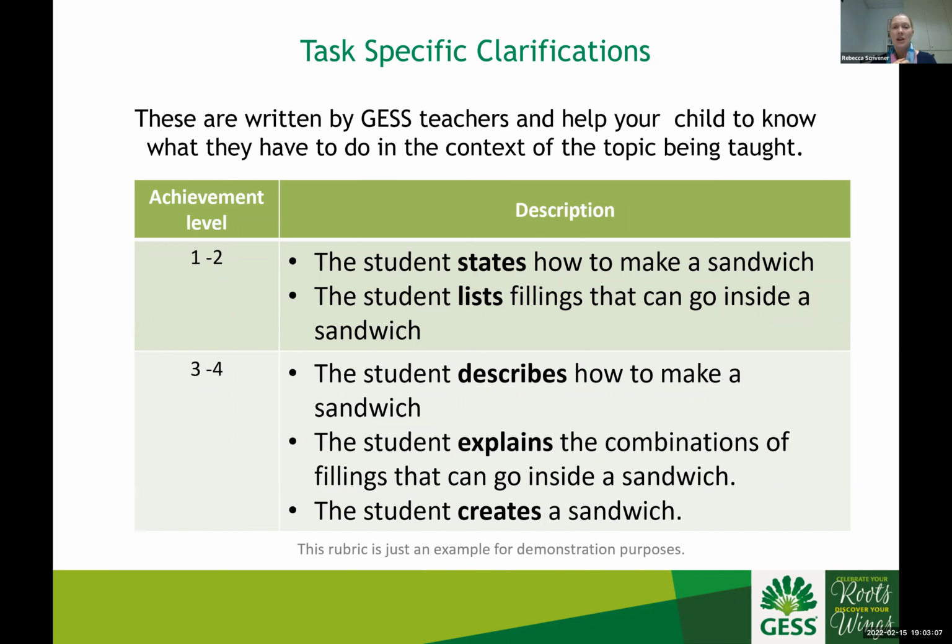So just to show you again, what we mean by increasing levels of sophistication. So for example, for a level 1 and 2, we might be looking for a student to state how to make a sandwich and list the fillings that could go inside a sandwich if we were doing home ec, okay? And then to get a 3 and 4, we'd want the student to describe how to make a sandwich. So a little bit more detailed, a bit more descriptive language. We want them to explain possible combinations to show us that they understand that some things just don't go well together. And then we want them to demonstrate. So they have to create a sandwich if they want to achieve in that level. So increasing levels of sophistication.